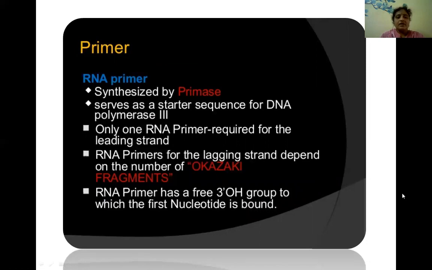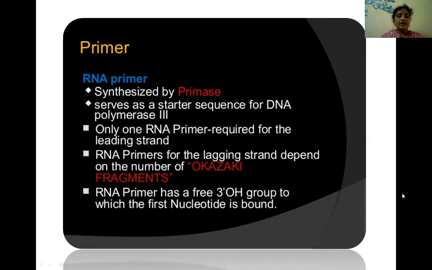Next, primer. The primer is very important for this replication. Primer requirement is a characteristic of DNA synthesis. It is needed for replication and reverse transcription. A primer provides a free 3' OH end to which the incoming nucleotide can be joined with phosphodiester bonds.